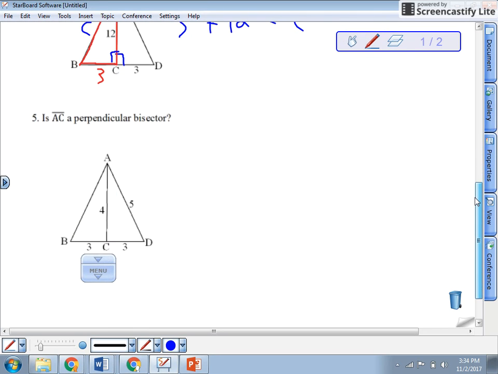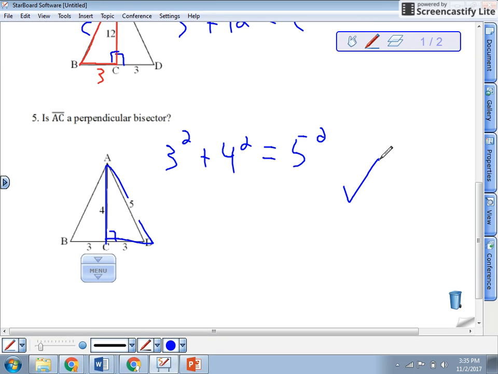Now, here's another type they might ask. They might say, is AC a perpendicular bisector? We're not sure. Well, here's how you check. If it's a perpendicular bisector, we know that we have right triangles, and then we know that these values must work. Pythagorean theorem must work if it's a right triangle. So you just do 3 squared plus 4 squared equals 5 squared. If it works, it is a perpendicular bisector. If it's not equal, then it's not a perpendicular bisector. Okay, you'll see some of those examples on that worksheet.